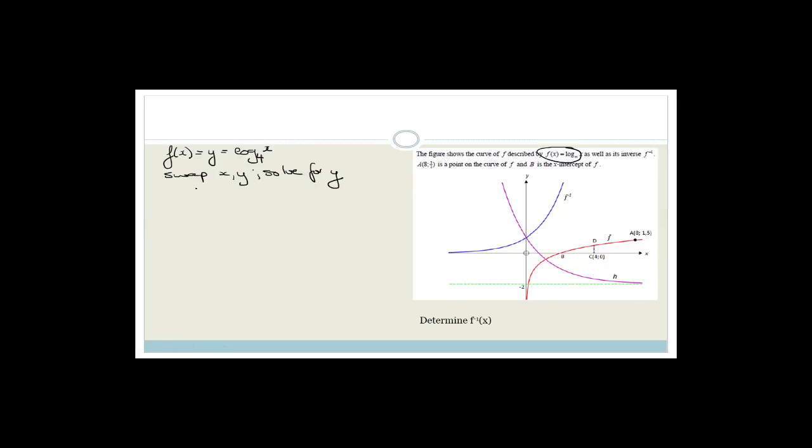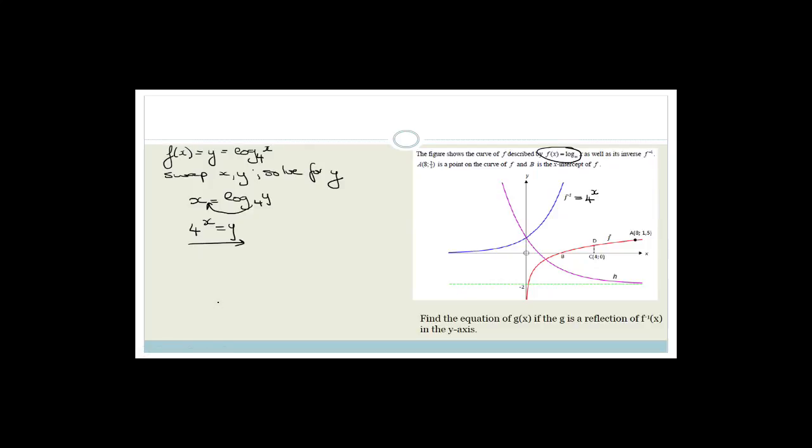So the first thing we're going to do is swap the x and y. So we're going to go x equals log y base 4. And then we're going to solve for y. So it becomes 4, remember, it's 4 to the thing. 4 to the x is equal to y. So there you go. So therefore, this is equal to 4 to the power of x, which is an exponential graph. Okay, happy with that.